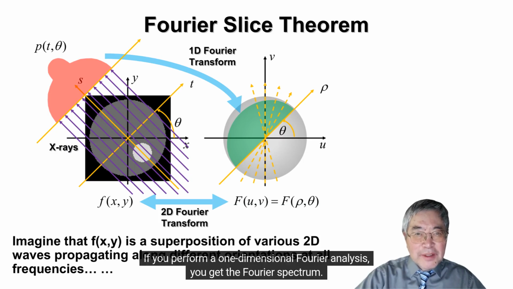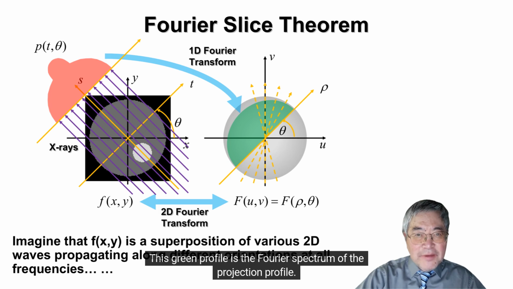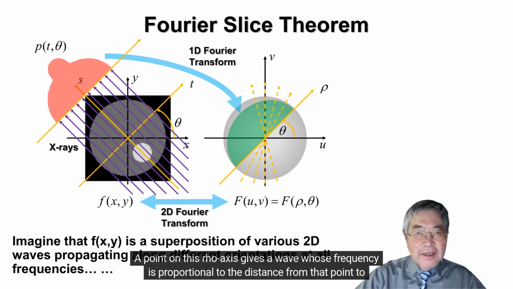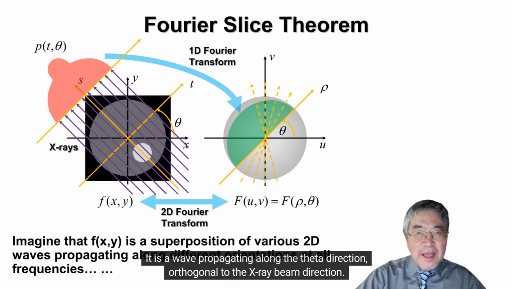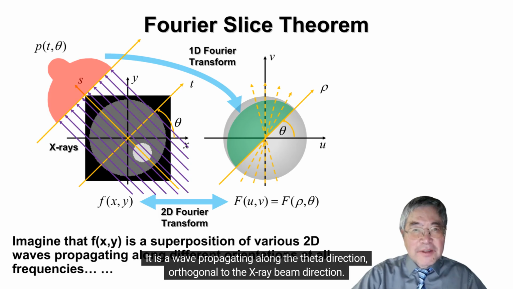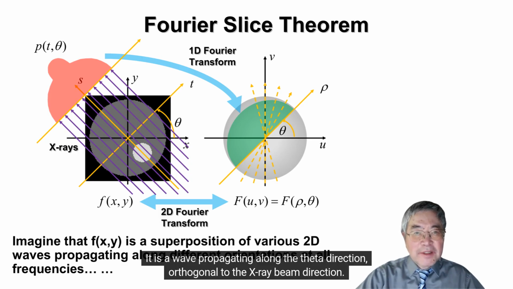If you perform a one-dimensional Fourier analysis, you get the Fourier spectrum. This green profile is the Fourier spectrum of the projection profile. The Fourier spectrum lies along the rho axis, making the same angle theta. A point on this rho axis gives a wave whose frequency is proportional to the distance from that point to the system origin. It is a wave propagating along the theta direction, orthogonal to the X-ray beam direction.